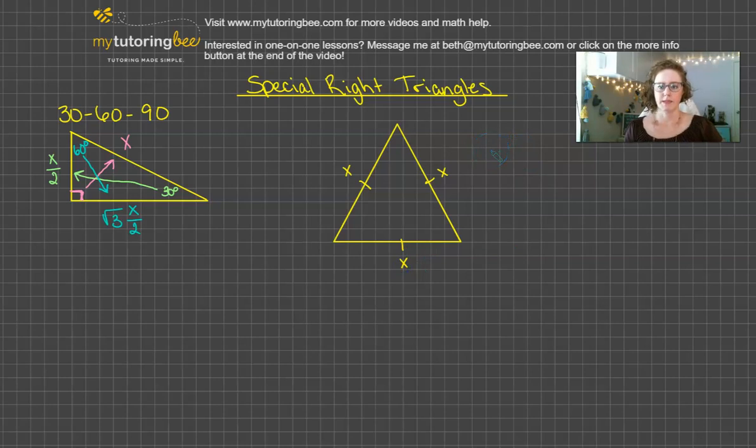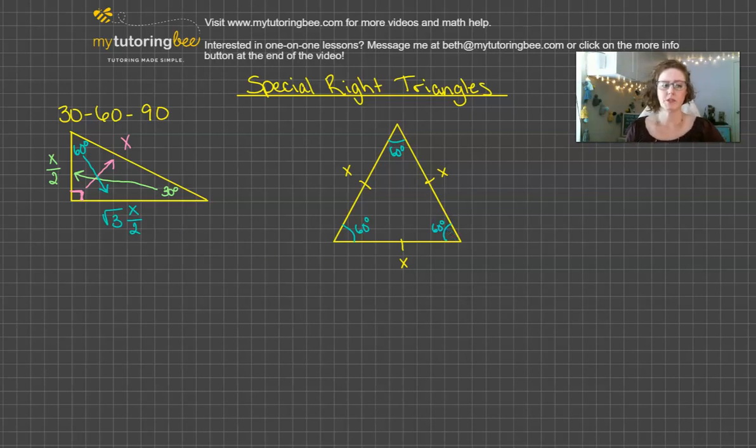Equilateral triangle means that each side has the same length, and it also means that each interior angle is the same. So we know that the interior angles of a triangle have to add up to 180. So if we split that into 3, 180 divided by 3 gives us 60 degrees. So we know that each angle is 60 degrees. Great, so we've got our equilateral triangle set up here.